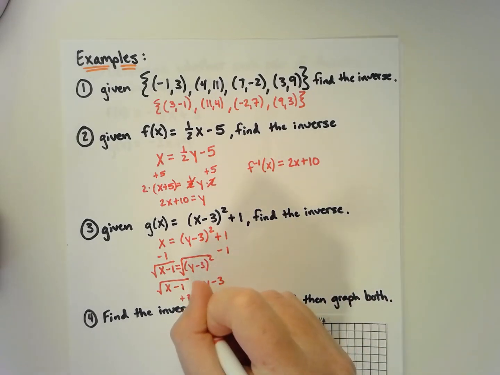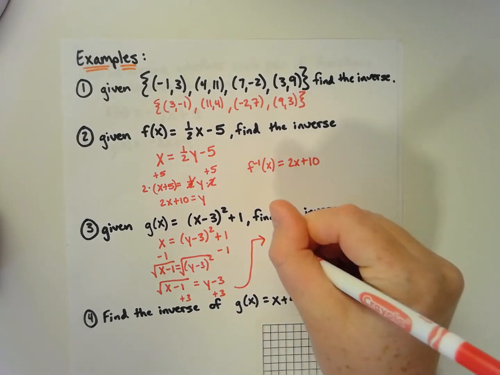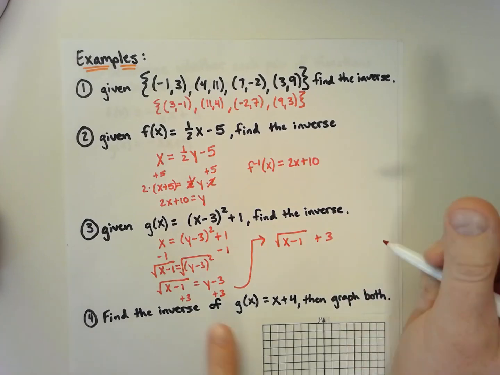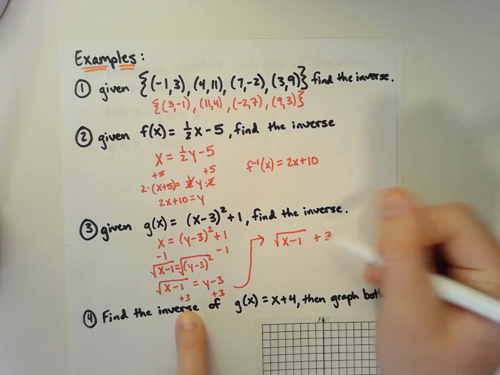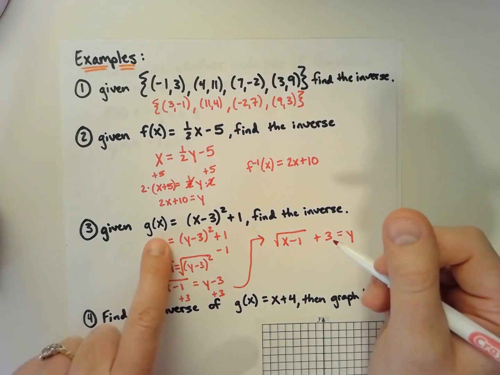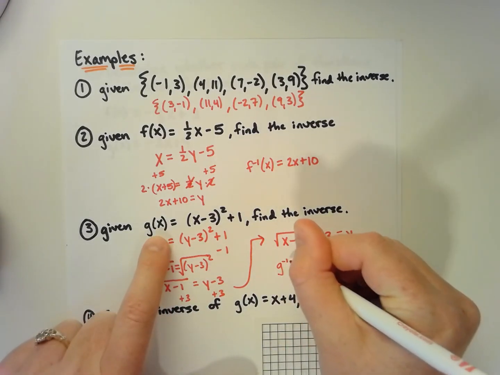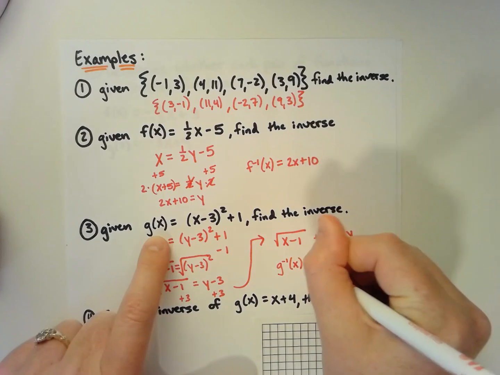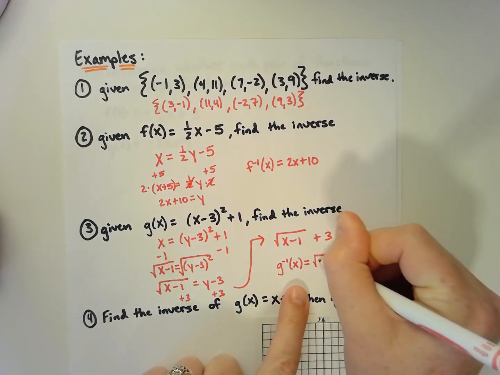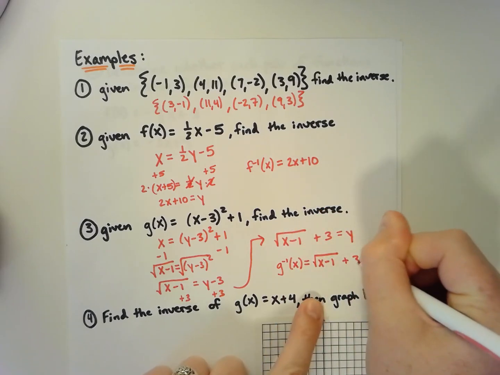Well, then I just need to add 3 to both sides, and I'm going to bring it over here where I have more room. So I have the square root of x minus 1 plus 3. Notice the 3 does not go underneath the radical. And then that's equal to y. So then I just need to add the right notation. I was given g of x. So now I need to write g to the negative 1 because I have an inverse of that function now. Equals what I found. So the square root of x minus 1 plus 3.